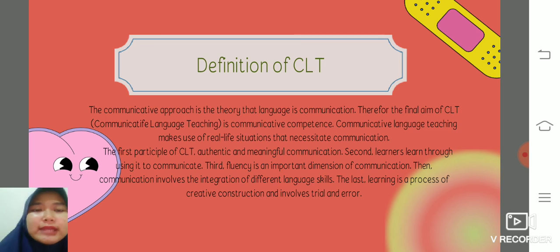And next, definition of CLT. The communicative approach is the theory that language is communication. Therefore, the final aim of CLT is communicative competence. Communicative language teaching makes use of real-life situations that necessitate communication.